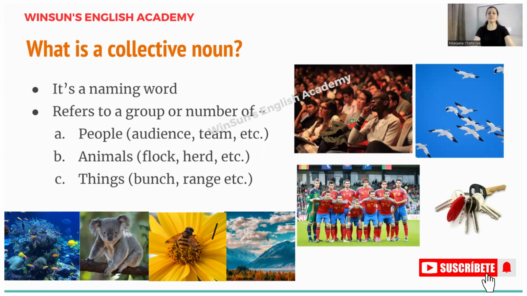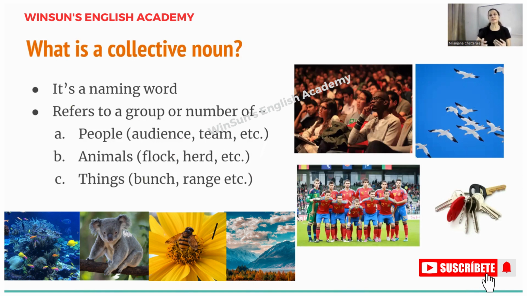Now, imagine for a second, I say group of people, group of birds, group of players, group of keys. How does it sound? Monotonous, repetitive? So in order to avoid repetition, just like we have pronouns, we have collective nouns. And we have different collective nouns for these three categories.